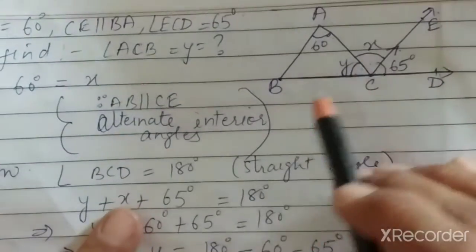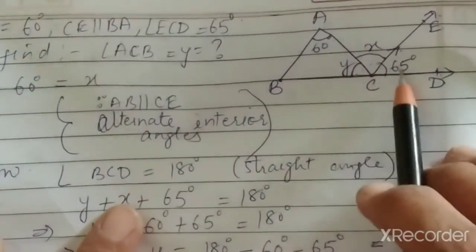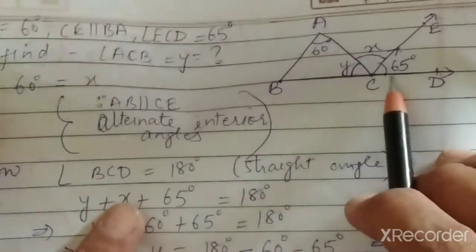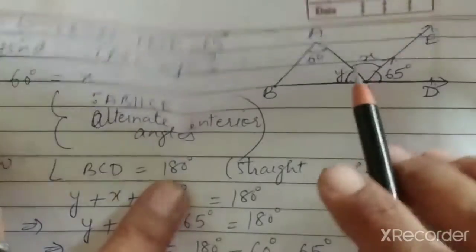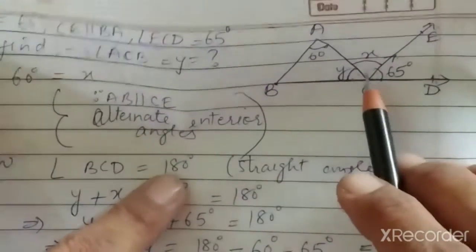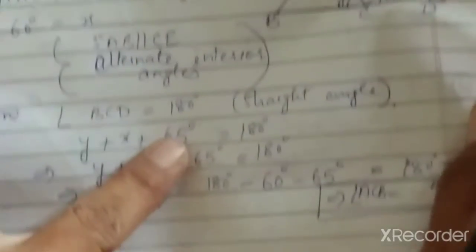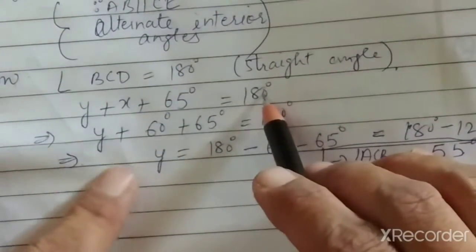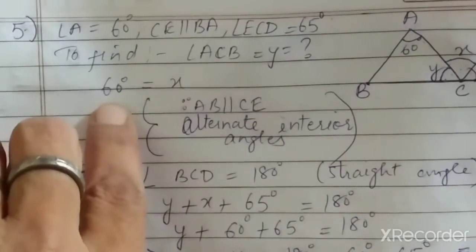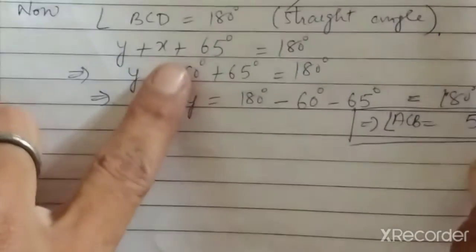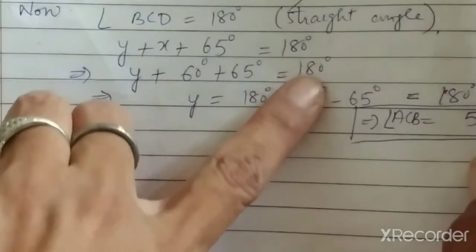Now angle BCD, this is our angle on the straight line BD. So this will be a straight angle, that is of 180 degree. Angle BCD will be of 180 and BCD is made up of y plus x plus 65. That means y plus x plus 65 degree will be equals to 180 degree. Now value of x we have found 60 degree. So we'll put here value of x is 60. We get y plus 60 degree plus 65 degree equals 180.